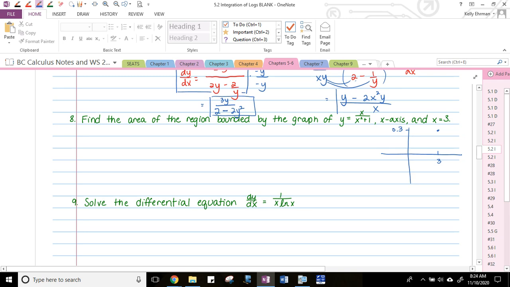If I plug in 0, I get 0. And it's probably got some sort of a curve like this. So the x-axis, the only 0 is 0. So even though this does probably come up on the other side, we're only looking at this region here. All right, so find the area of that region.